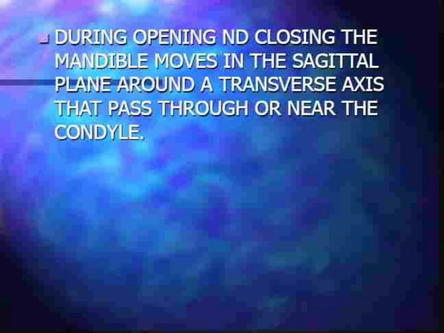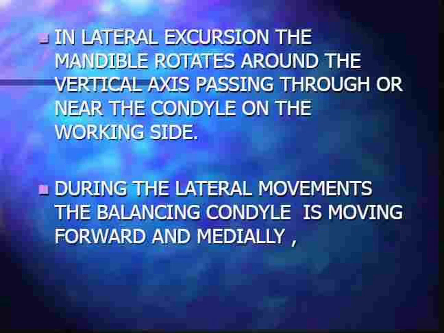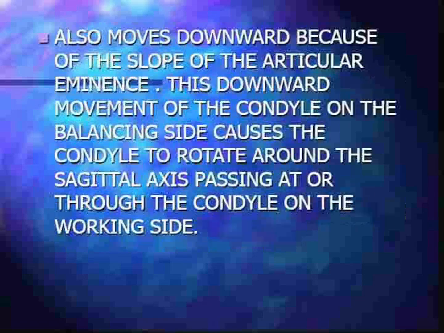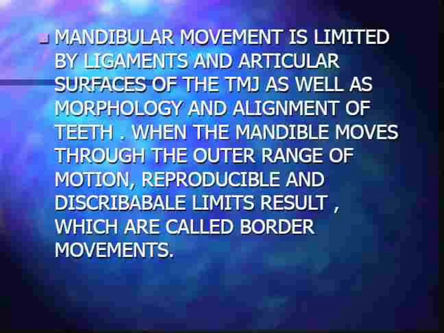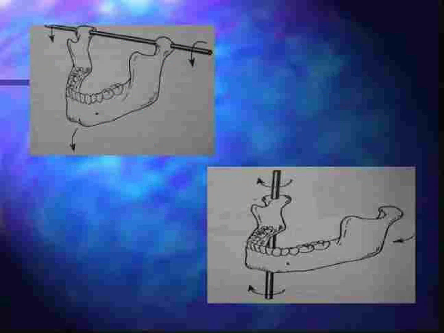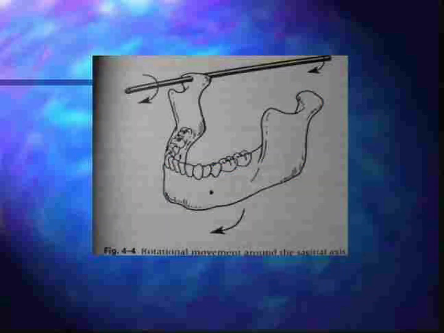During opening and closing, the mandible moves in the sagittal plane around a transverse axis that passes through or near the condyle. In lateral excursion, the mandibular movements occur around a vertical axis that passes through or near the condyle. These are pictures that show you the various axes along which the mandible can move.